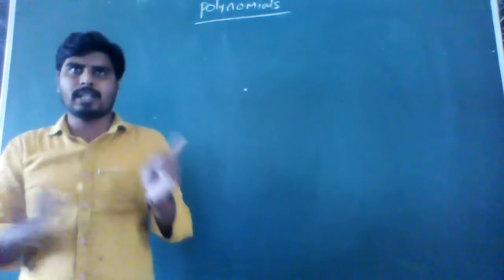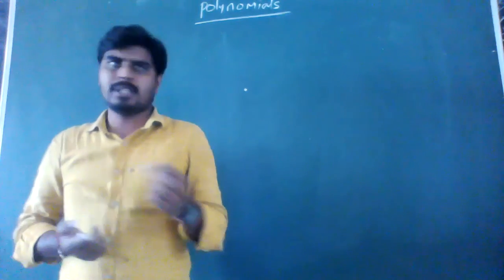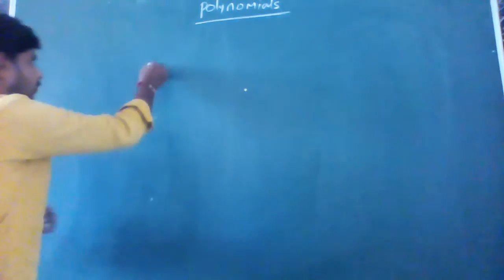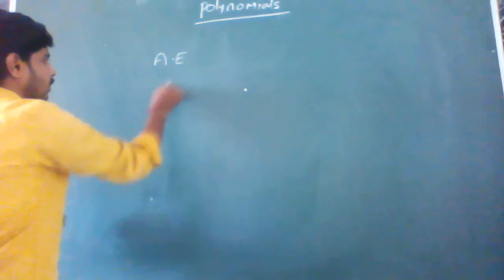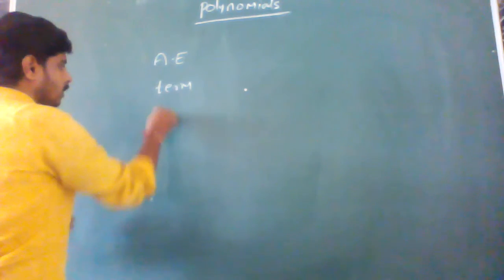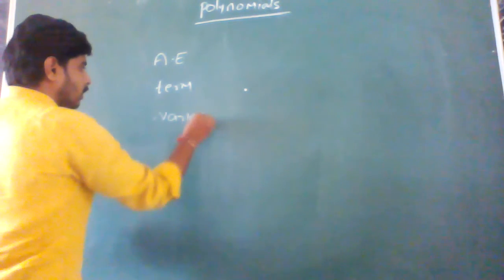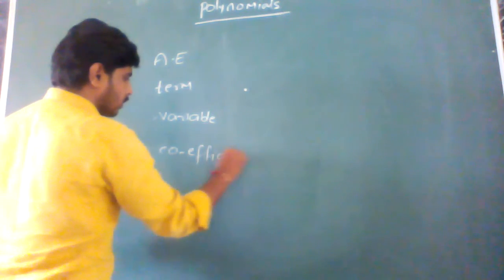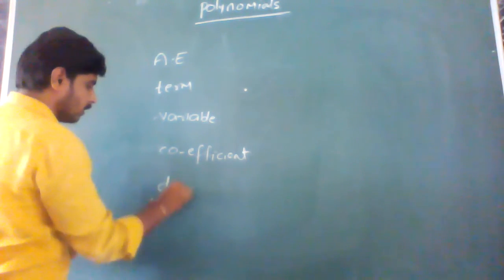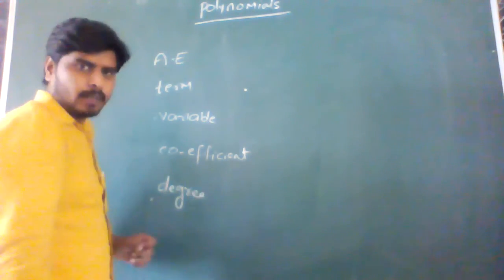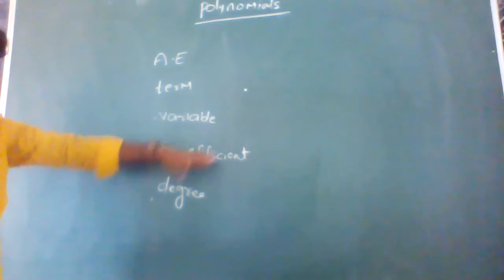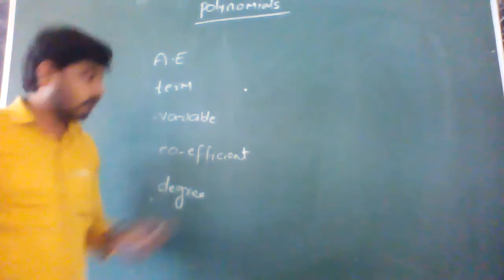What is meant by polynomial? We already learned this in the 9th class. I told you, but many are still unsure, right? Being basic: algebraic expression, term, variable, coefficient, and degree. Algebraic expression, term, variable, coefficient, and degree. Let us learn one by one.